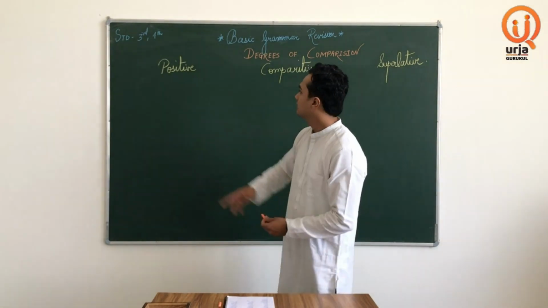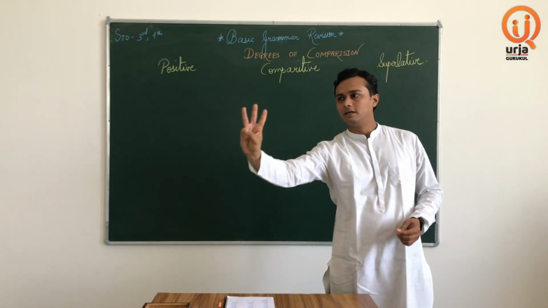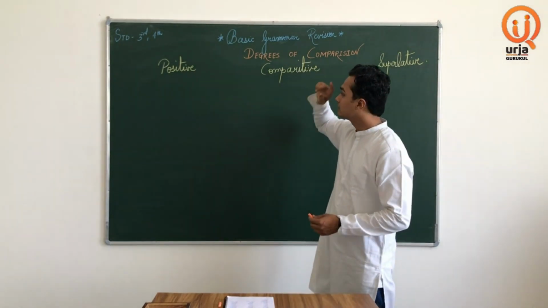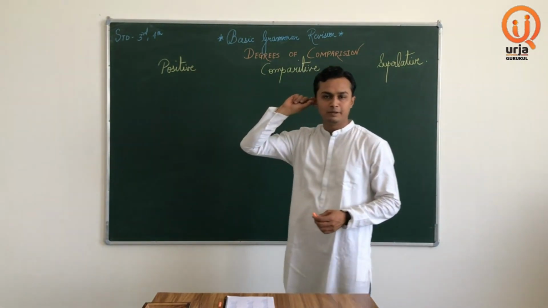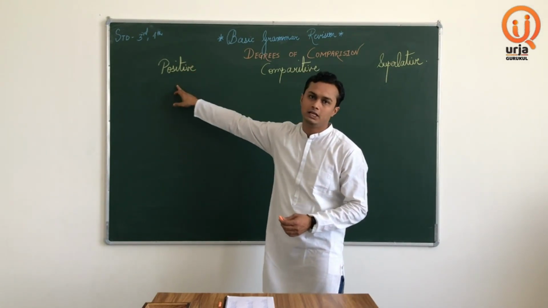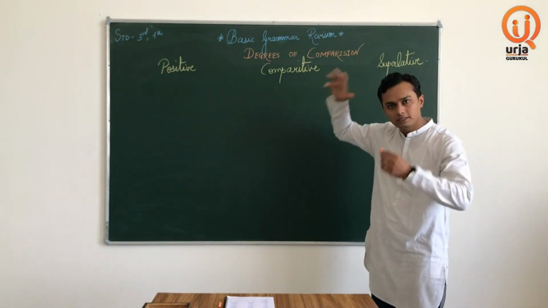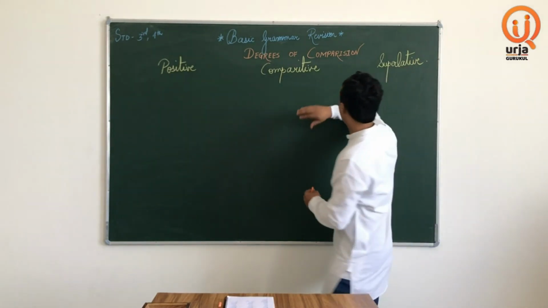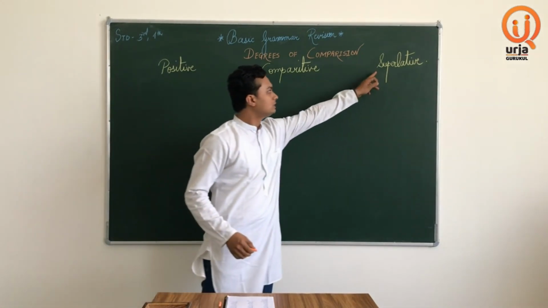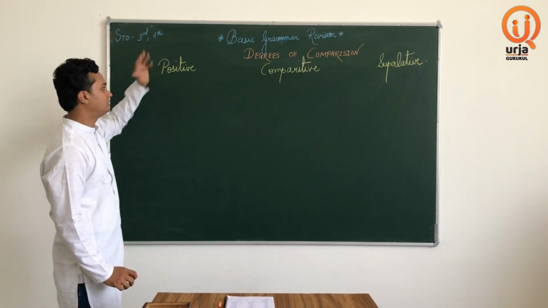As simple as that. So there are 3 degrees. How many degrees? 3 degrees, not 4 degrees. Good. Number 1 is positive degree. Say after me: positive degree. Number 2 is comparative degree. Comparative degree. And number 3 is superlative. So the first degree of comparison is positive.